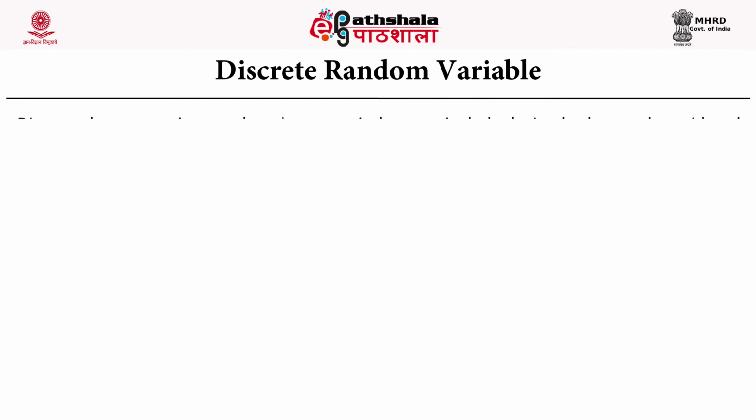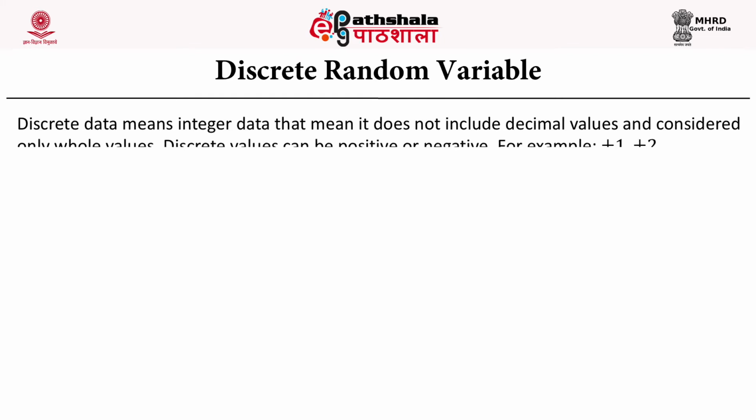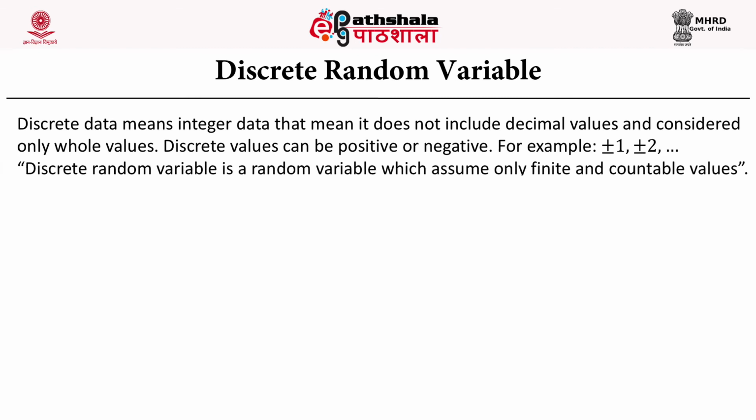So we would like to start first with the discrete random variable. Discrete data means integer data. That means it does not include decimal values and considers only whole values. Discrete values can be positive or negative, for example plus minus 1, plus minus 2 and so on up to infinity. A discrete random variable is a random variable which assumes only finite and countable values.